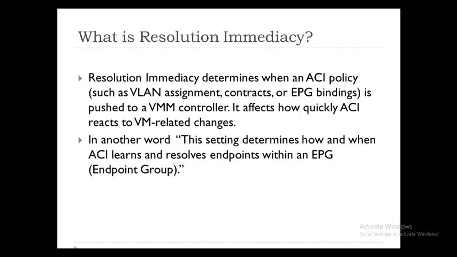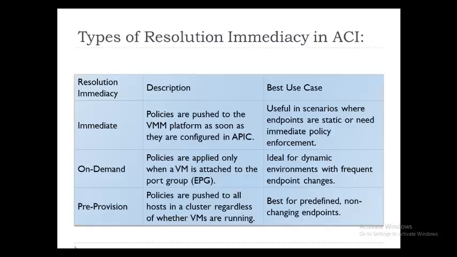These are the 3: immediate, on demand, pre-provision. Immediate, as soon as you configure, policies are pushed to the VMM platform like vCenter as soon as they are configured in EPG. When do we use this? Useful in the scenario where endpoints are static or need immediate policy enforcement.